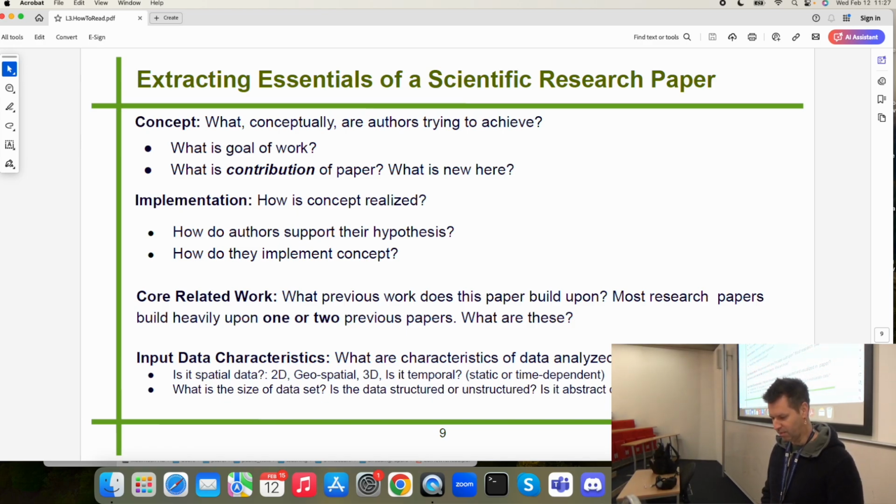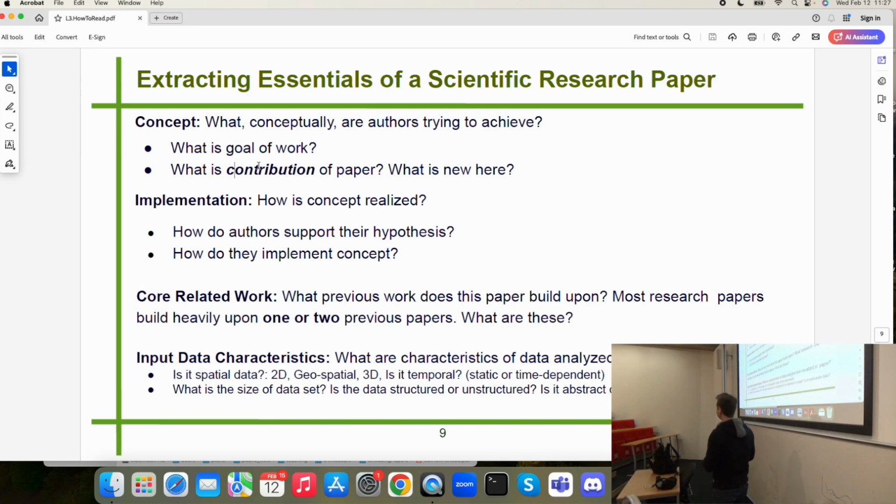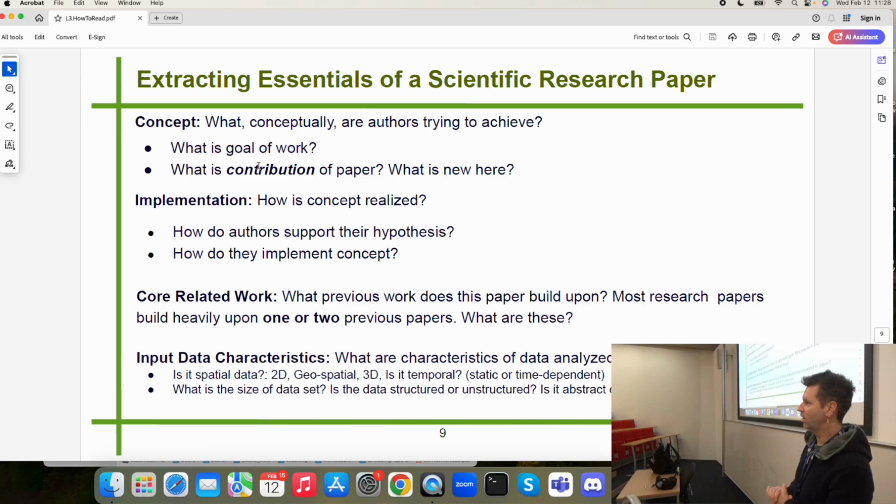So the concept is, this is the concept. When you're reading a research paper, what is the goal of the work? Another way this is often formulated is, what is the contribution of the paper? What is new here? What's the new element? That is the concept. And that will be extracted, that will be stated explicitly.